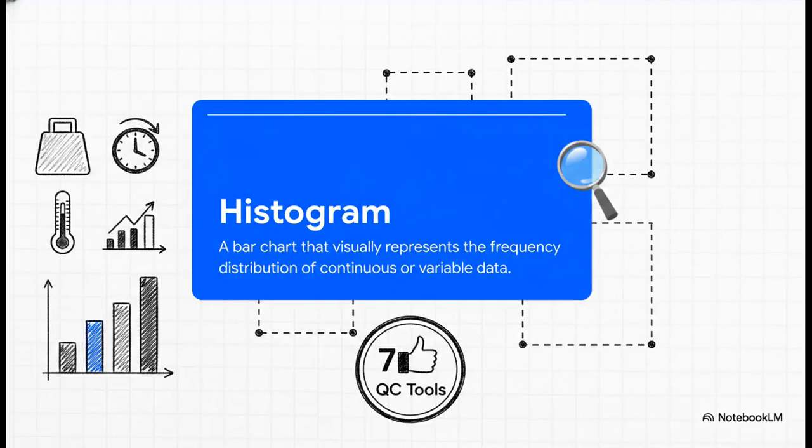So what is it exactly? Well, a histogram is basically a special kind of bar chart that shows you how often different values show up in your data. We're talking about continuous data here, things you can measure like weight, time, or temperature. It's one of the essential 7QC tools for a reason. It just makes complex data so much easier to get your head around instantly.